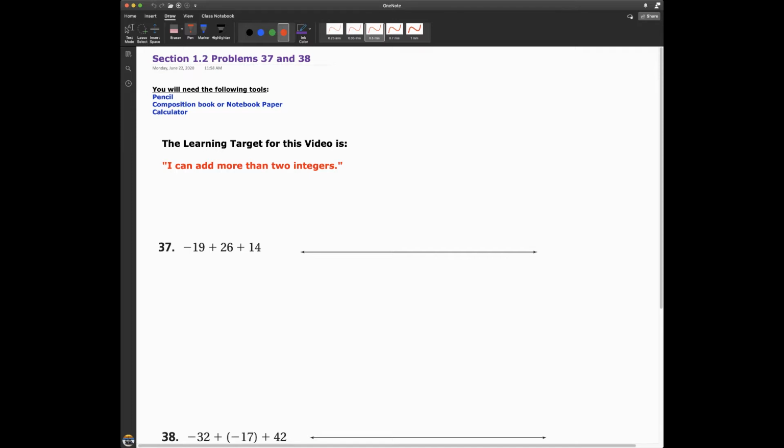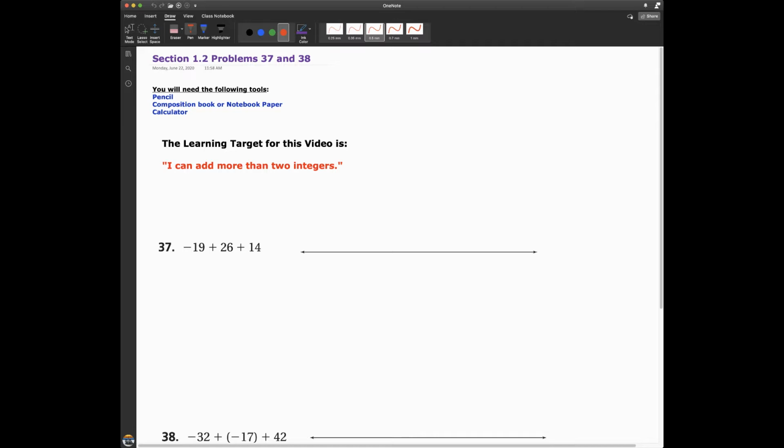We are going to work out a couple problems from 37 and 38 from section 1.2, which is on adding integers. The learning target for this video is that at the end, hopefully you'll be able to say, you know what, I can add more than two integers. I could add 12 integers together. I could add 7 integers together. I could add 327 integers together.